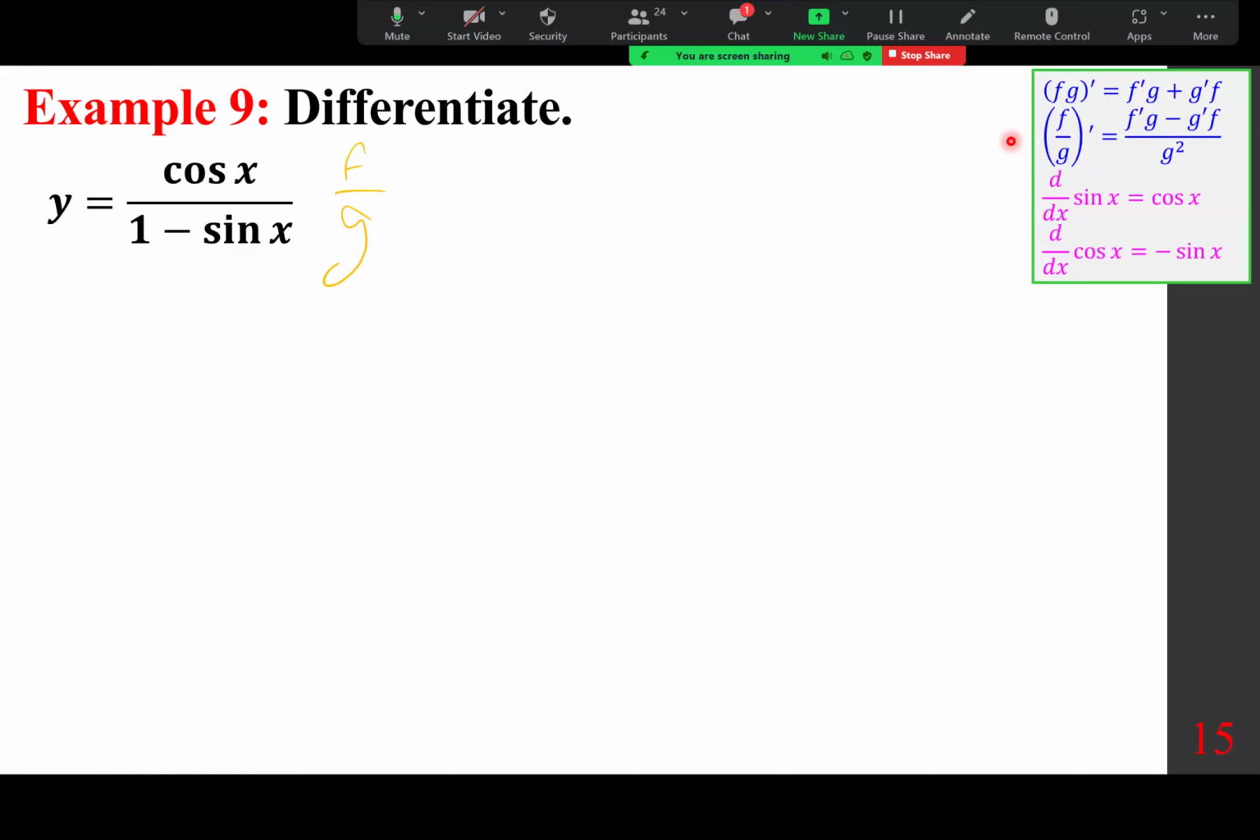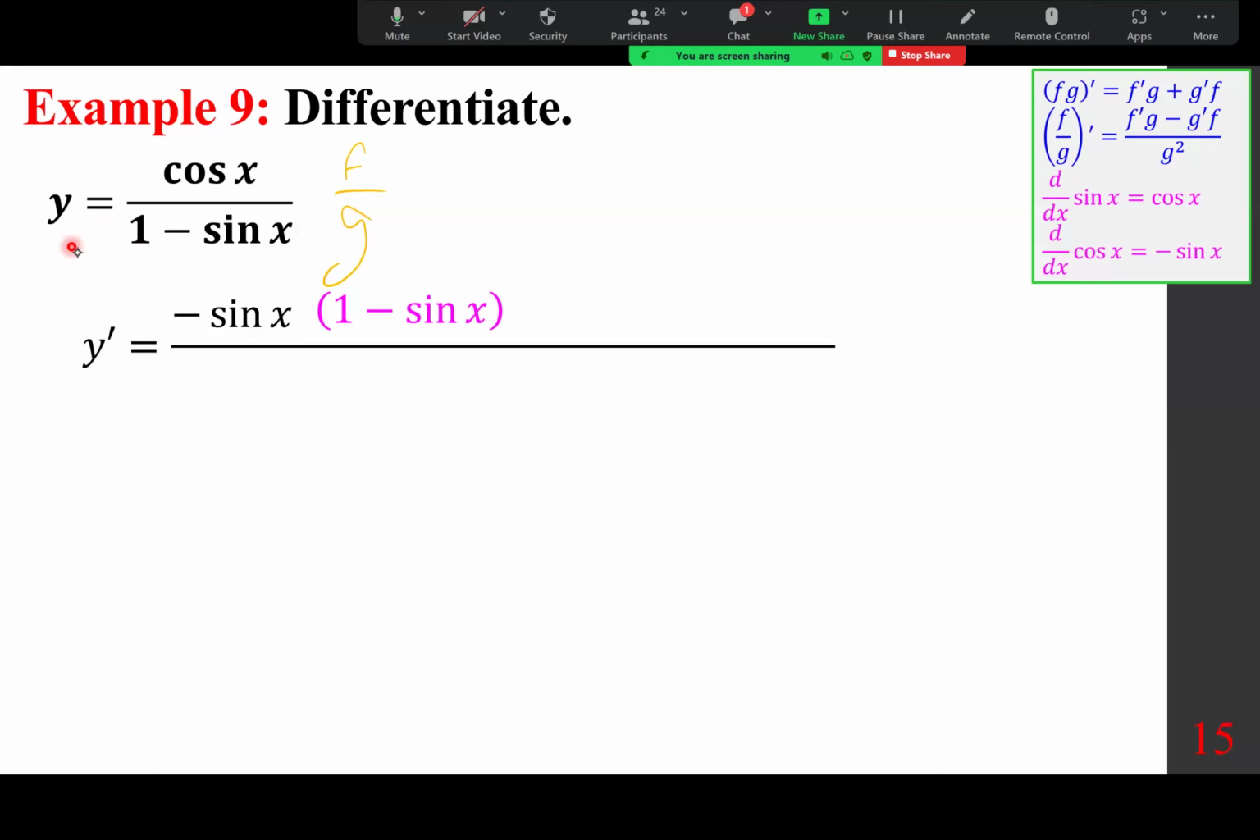We are going to write f prime, that means the derivative of the top, or negative sine x, times g, the bottom function, 1 minus sine x, minus g prime. Now, what is the derivative of the bottom? 1 goes away, so minus. The derivative of sine is cosine, so minus sine x gives you minus cosine x.